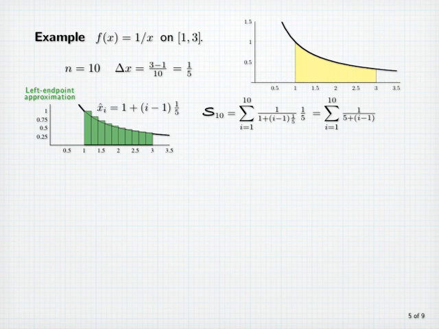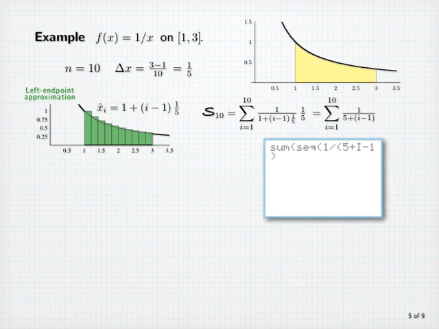So now let's go to the calculator and calculate that sum. We go to the list menu to retrieve the sum and sequence functions, just as we did before. And now we press enter. We find that this S10 is equal to 1.168.